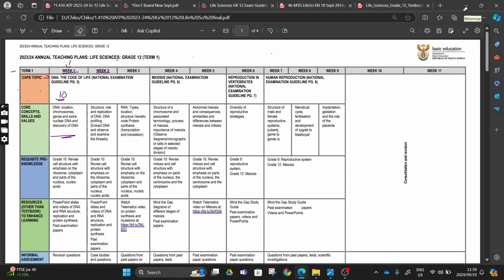Under meiosis, right? So today we are at week 4. We are done with our DNA, the code of life. We are moving to meiosis, the structure of chromosomes, the associated terminology, the process of meiosis, and the importance of meiosis. Hopefully we can cover this in 10 minutes or less. So let's move on, guys.